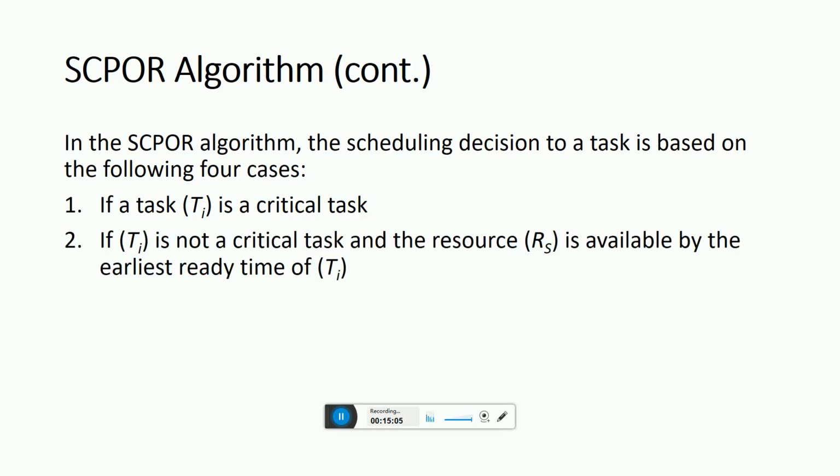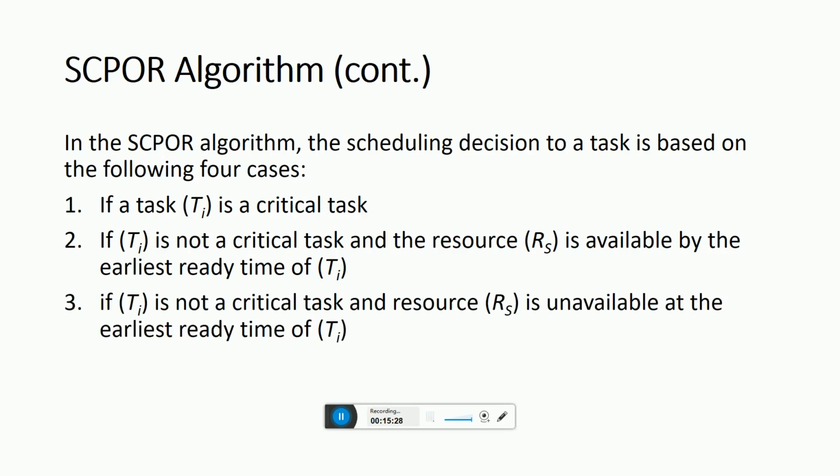If Ti is not a critical task and the resource Rs is available by the earliest ready time of Ti, then Ti is mapped to Rs. The set of task, resource, EST and EFT is added into list schedule. Now, if Ti is not a critical task and resource Rs is not available at the earliest ready time of task Ti, in that case, a new resource Rn will be considered to be assigned to the workflow.